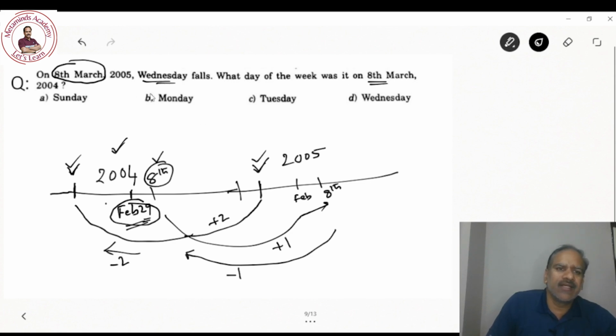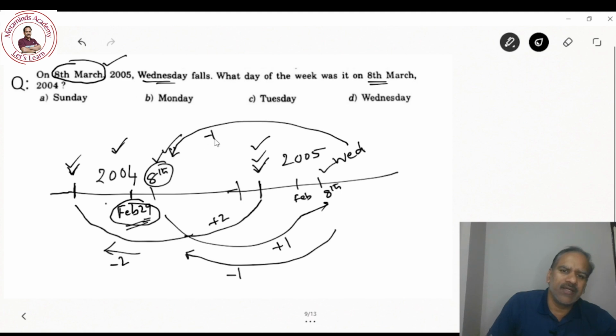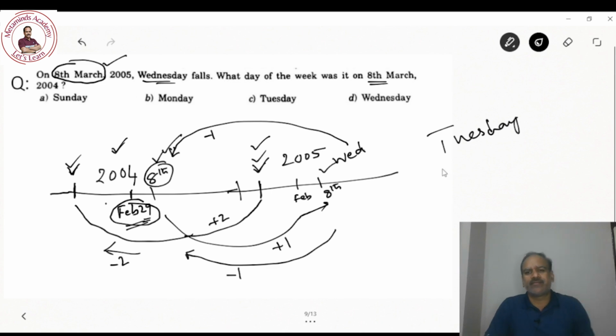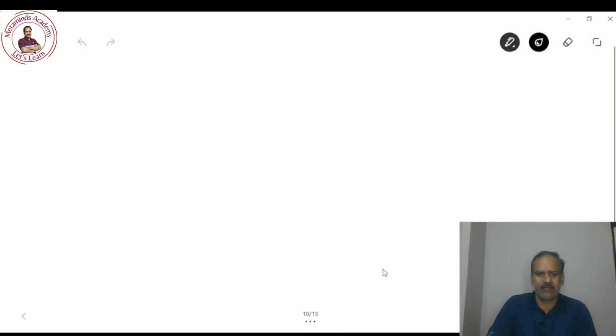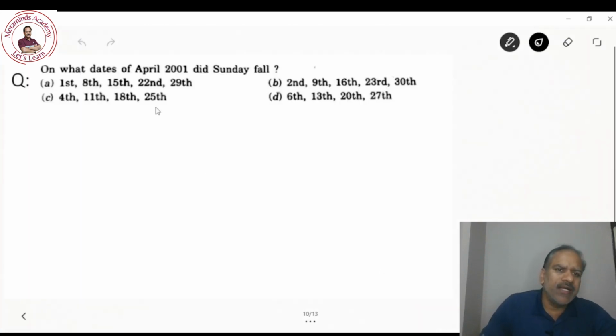So you are given 8th March 2005 here, and you are asked to find this day. This is Wednesday, right? You are going in the reverse direction, so it is minus 1. So it must be Tuesday. Wednesday minus 1 is Tuesday. So the answer is Tuesday.